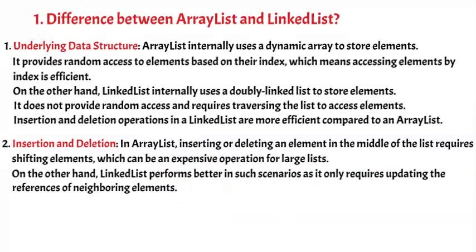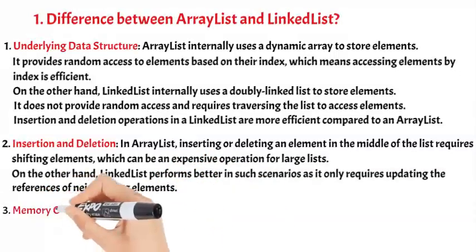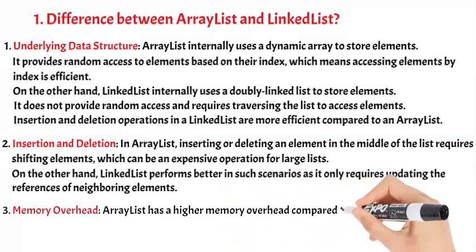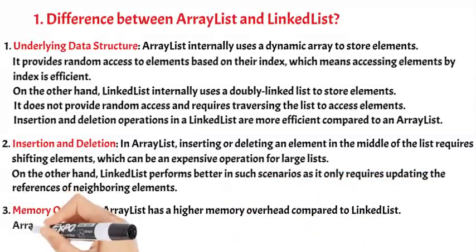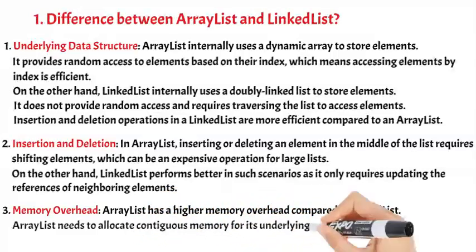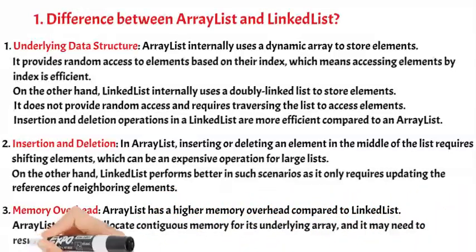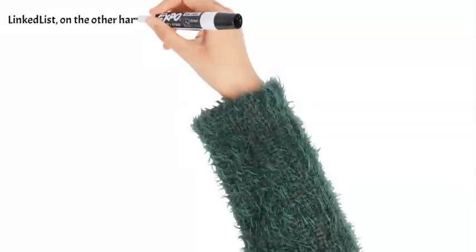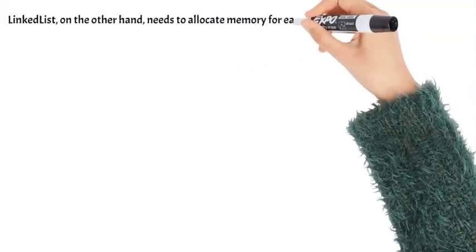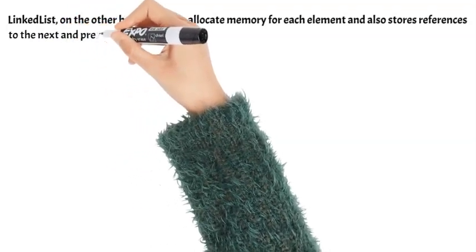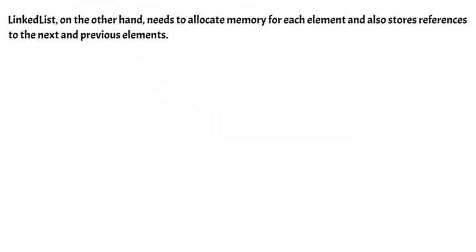3. Memory overhead. ArrayList has a higher memory overhead compared to linked list. ArrayList needs to allocate contiguous memory for its underlying array, and it may need to resize the array when it reaches its capacity. Linked list, on the other hand, needs to allocate memory for each element and also stores references to the next and previous elements.